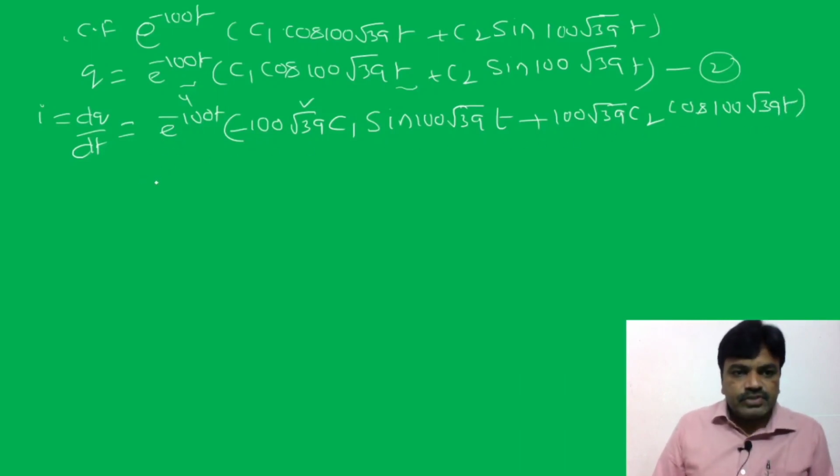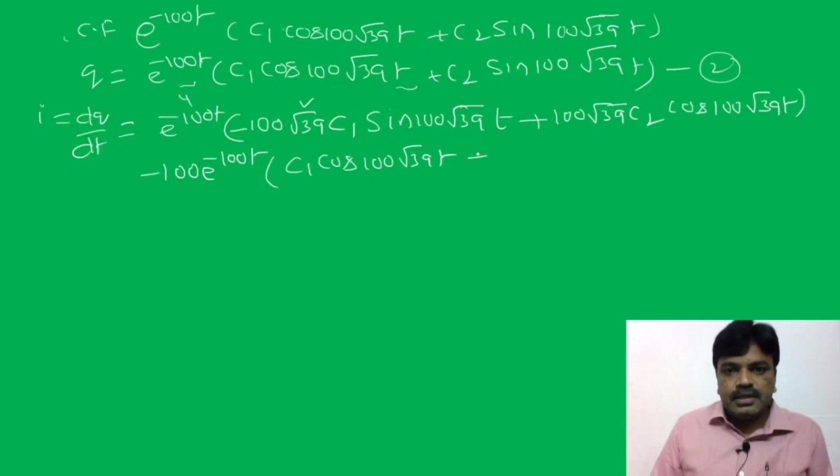Now the derivative of the other part, friends. We get minus 100 e power minus 100t, since the derivative of e power ax is e power ax into a, into, write as it is, c1 cos 100 root 39t plus c2 sin 100 root 39t. Say this is 3.